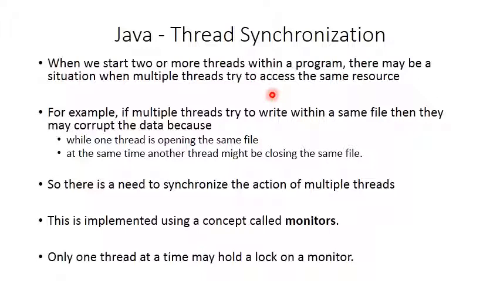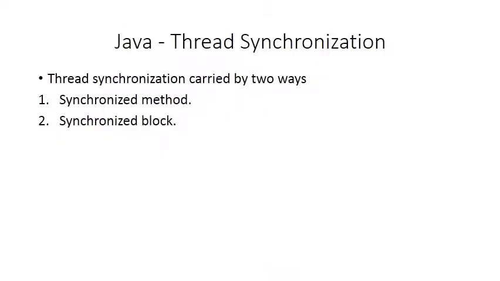So if currently a thread is accessing that file and another thread comes to access that same file, then the thread that came will have to wait until the current thread finishes its execution. That is how we are going to do it. Now to implement this monitor concept, we can do it in 2 ways, either by using a synchronized method or by using a synchronized block.